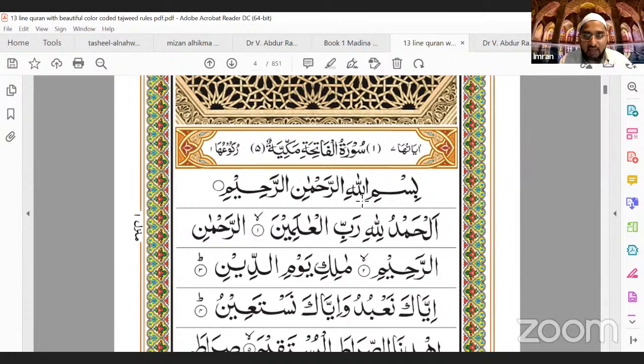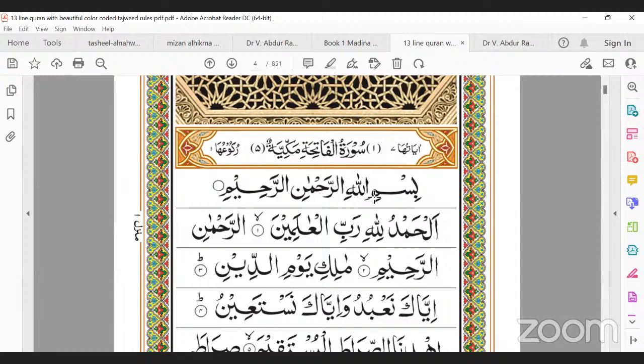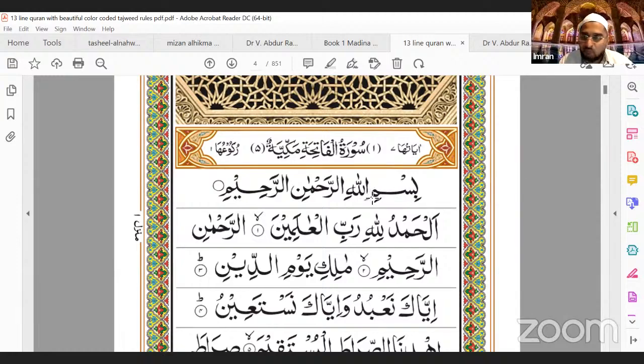Remember this: Ilahun is the real word for God. But when alif lam is added, it becomes the God, Allah subhanahu wa ta'ala. So Allahi. Ba is harf jar. Ba means in. Ism means name. So Bismillah, in the name of Allah. Which Allah?